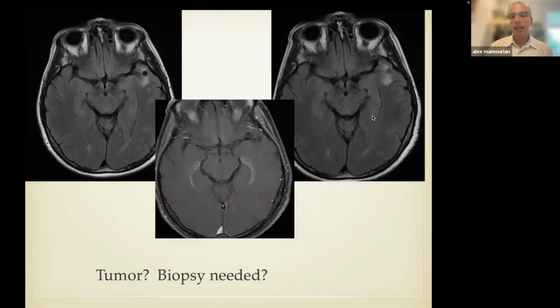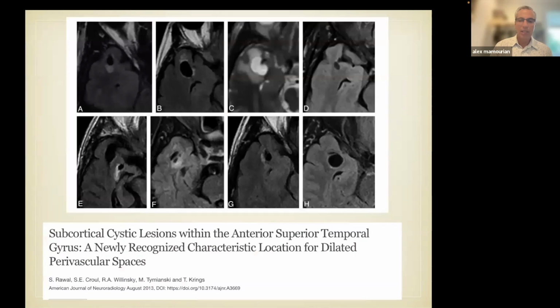This is a very important pitfall that I've confronted in my own career a couple of times. This looks like a perivascular space in the sense that it suppresses completely on the FLAIR scan and resembles CSF, but there's a lot of abnormal signal around it. You see that here? So this one is very tempting to call a neoplasm. For reasons that are completely unknown to me, this has been reported, and it's called a subcortical cyst in the anterior superior temporal gyrus. For some reason in that particular location, these look exactly like tumors.